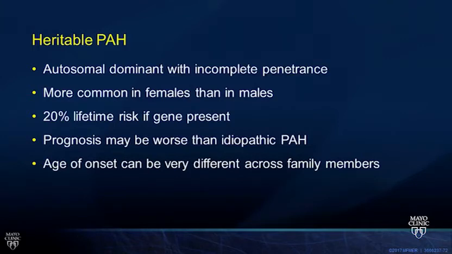The BMPR2 is autosomal dominant with incomplete penetrance. 20% lifetime risk if the gene is present. So having the gene doesn't necessarily mean that PH will definitely occur, but there is a 20% lifetime risk. And prognosis in many of these familial cases may be worse than idiopathic. And the age of onset definitely varies across family members. We've seen patients presenting as late as age 50 and as young as age 18 with a heritable history. So I think the genetics is still being worked on.